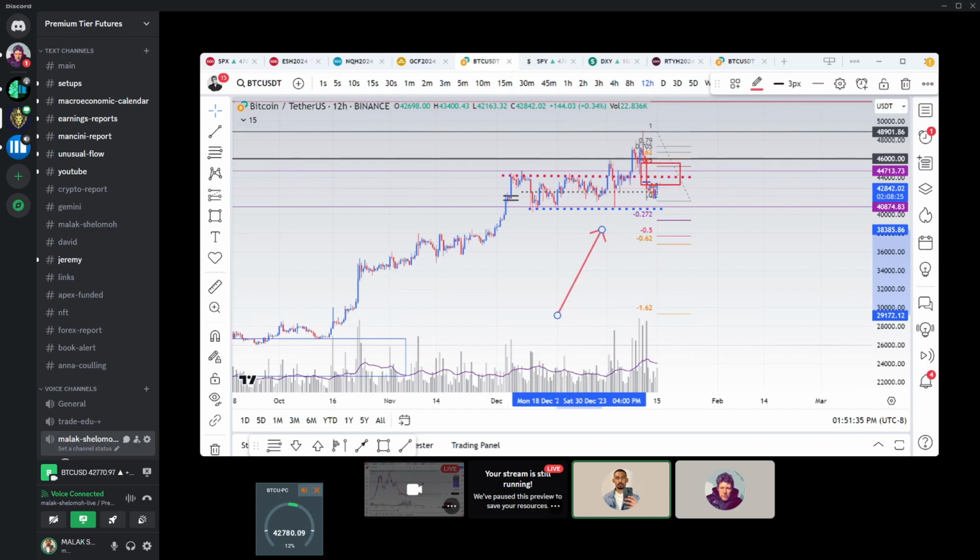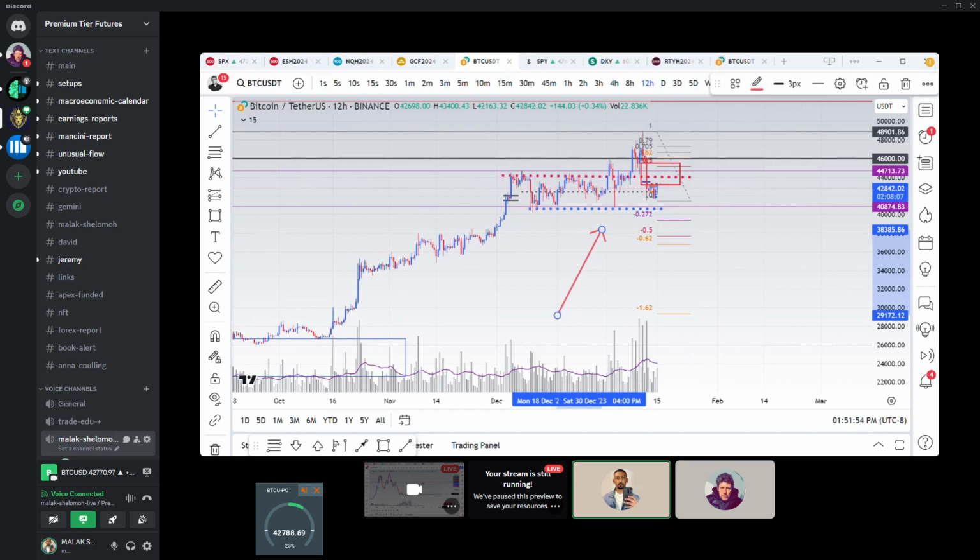If this was a terminal shakeout, we're supposed to be up here. We should have gotten the strength. Why did it stop right here again and give us this signal? Why didn't it push through? What's this signal telling me right here?